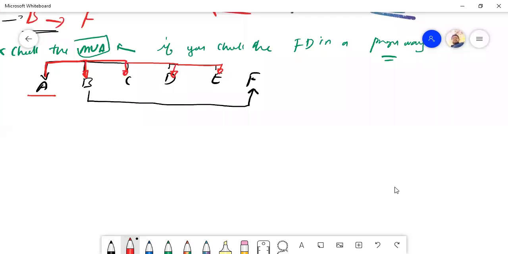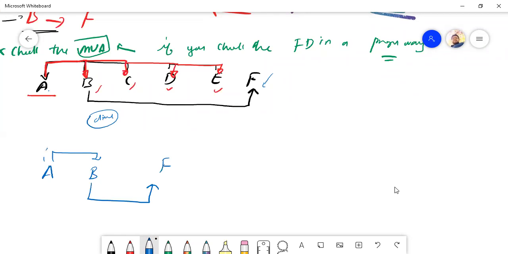So now you can see my primary key is A, and B, C, D, E are all directly dependent on the primary key. F, you can see, is indirectly dependent. So you can see this is the case.